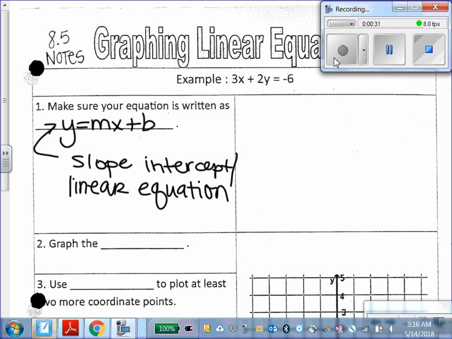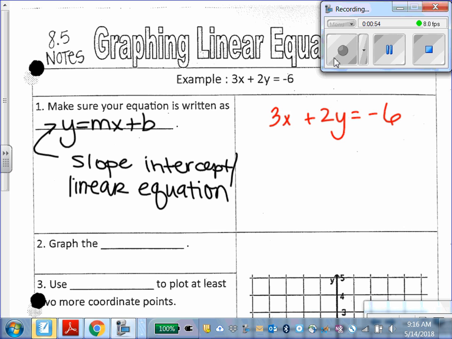If it's not y equals, you're going to need to get it to y equals. And we did that in 8-2, so this should be pretty simple. And now you'll understand why we leave it as a fraction. So let's take the example 3x plus 2y equals -6. I want to get y alone.